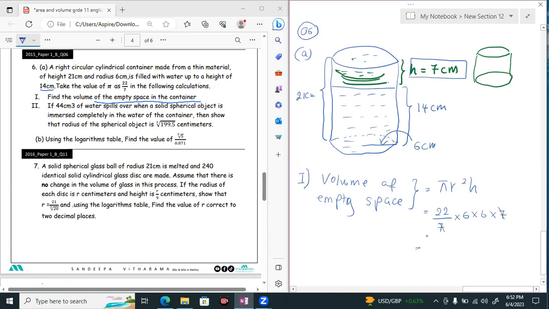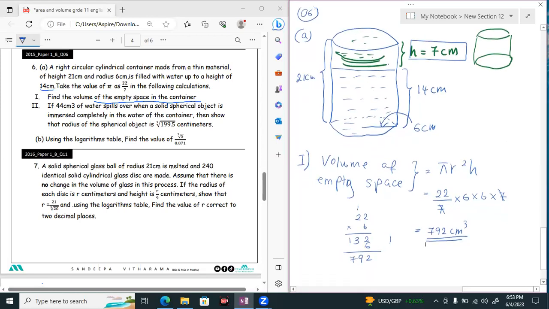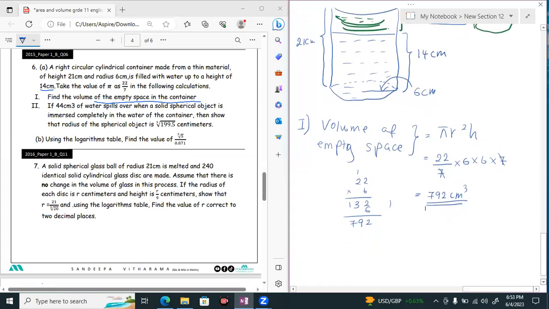Then when you multiply 6 by 22, 6 into 2 it is 12, 6 it is 132. Again multiply this by 6, it becomes 792 cubic centimeters. Okay. Here what you have to do is you have to understand that this empty space also has a shape of cylinder and you have to substitute its height correctly. Okay, that is what you should have done to obtain the correct answer.